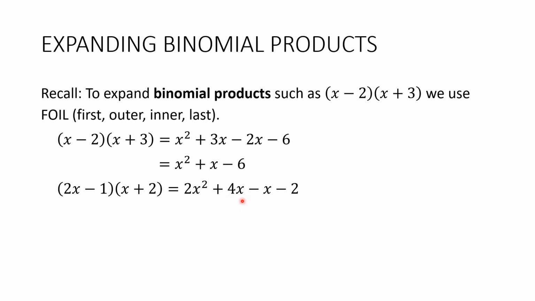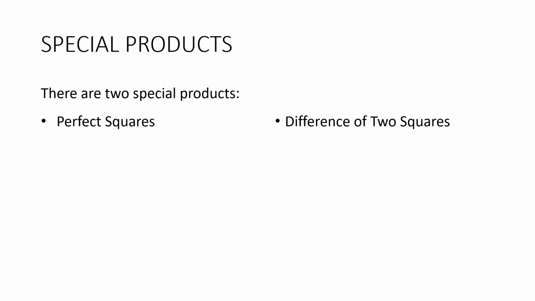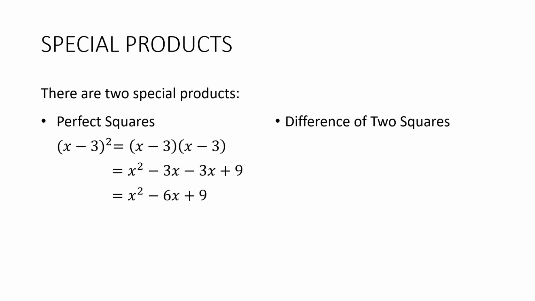Collect these two together. 4x take away x is 3x. There are two special products, perfect squares and difference of two squares. A perfect square just looks like this, (x - 3) all squared, and we can write it like this and just do FOIL on it. But there is a shortcut. Have a look at this.